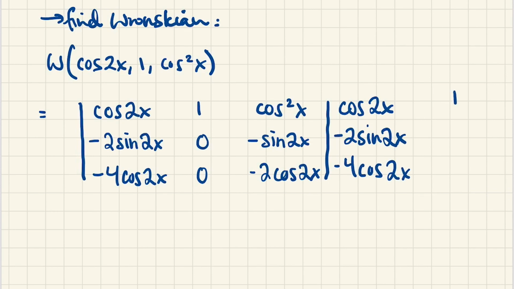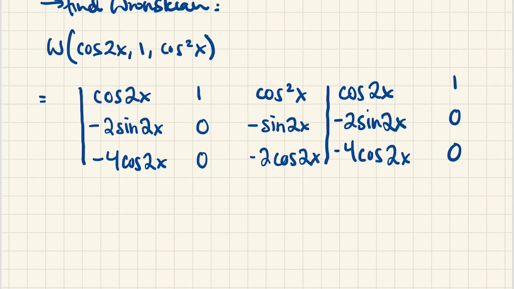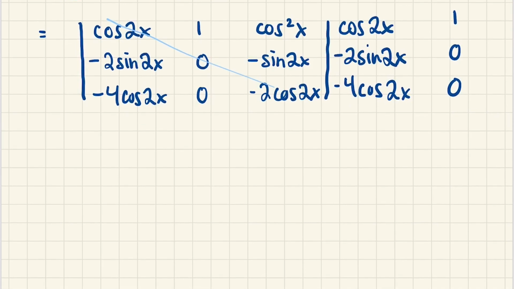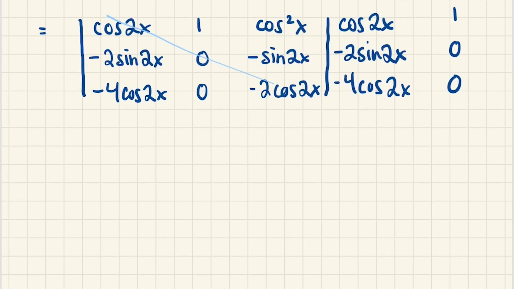And the second column. Very good. We will now draw our 3 diagonals and our 3 anti-diagonals. So this guy here is cosine of 2x times 0 times, who cares? That first one is 0, right? Okay. This one here is 1 times negative sine 2x times negative 4 cosine 2x. So we're going to add in 4 sine 2x cosine of 2x.